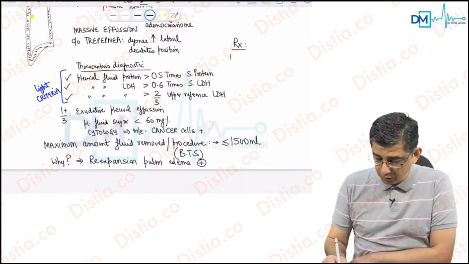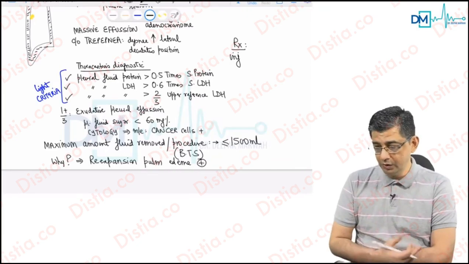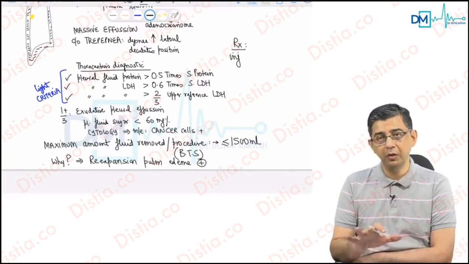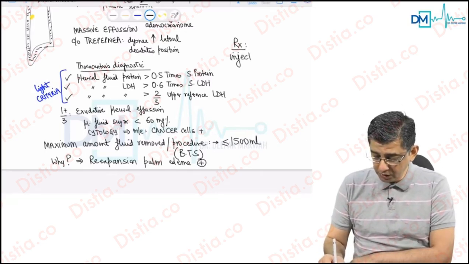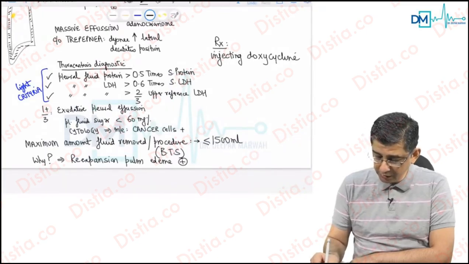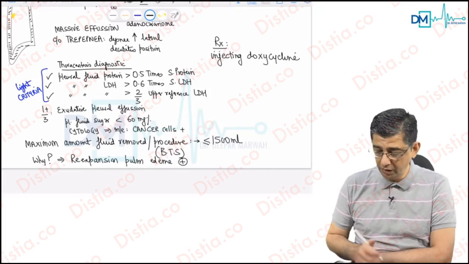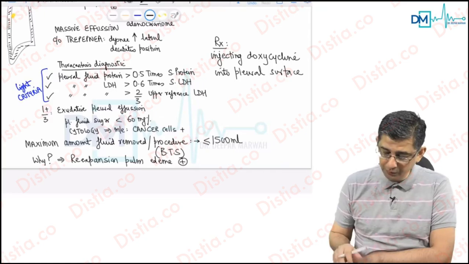Now, once you remove the fluid, there's a problem of reaccumulation of fluid. So once you remove this fluid, let me say in 2 sittings, like 1000 ml today and 1500 ml tomorrow, whatever be the amount of fluid that has been removed in multiple sittings, then you will be injecting doxycycline into the pleural space. The advantage of injecting doxycycline via a chest tube is to ensure a proper distribution of doxycycline into the pleural cavity, and this is advantageous because it causes development of adhesions between the various layers of the pleura.